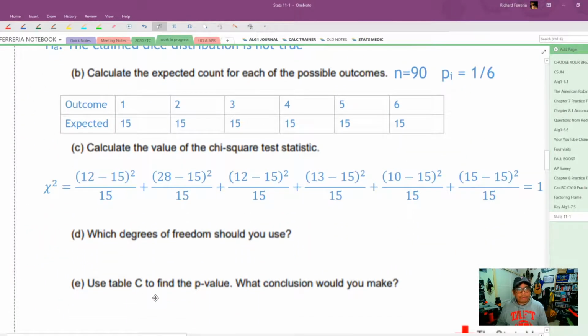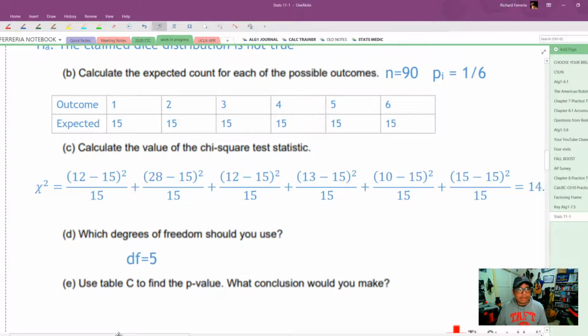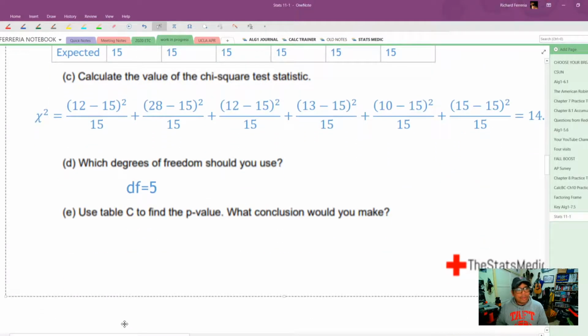Which degree of freedom should we use? There are 6 categories. So DF equals 5. And finally, part E, use table C to find the p-value, and then what conclusion should we make?